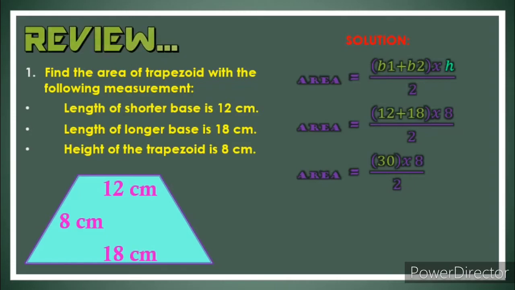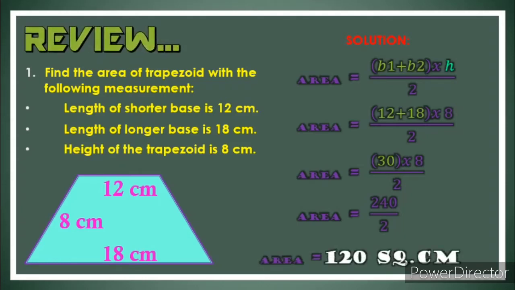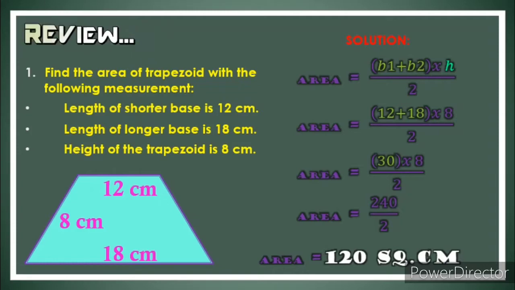Let's solve first the numerator. 30 times 8 equals 240, divided by 2. So the area of the trapezoid is 120 square centimeters. Do you have questions? At this juncture, we will proceed to the new topic. Let's begin.